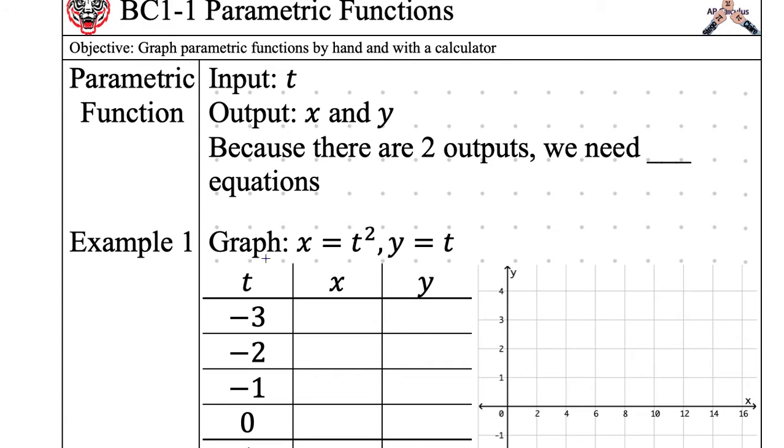I'm going to feed in a value of t, so this is a parametric equation right here that I've given you. I'm going to feed you in a value of t, and you're going to get out an x and a y. So, because we need two outputs, an x and y, therefore we need how many equations? You guys can hold up your fingers. It's not 3, it's 2. Yes, it is 2. We need two equations, and there they are.